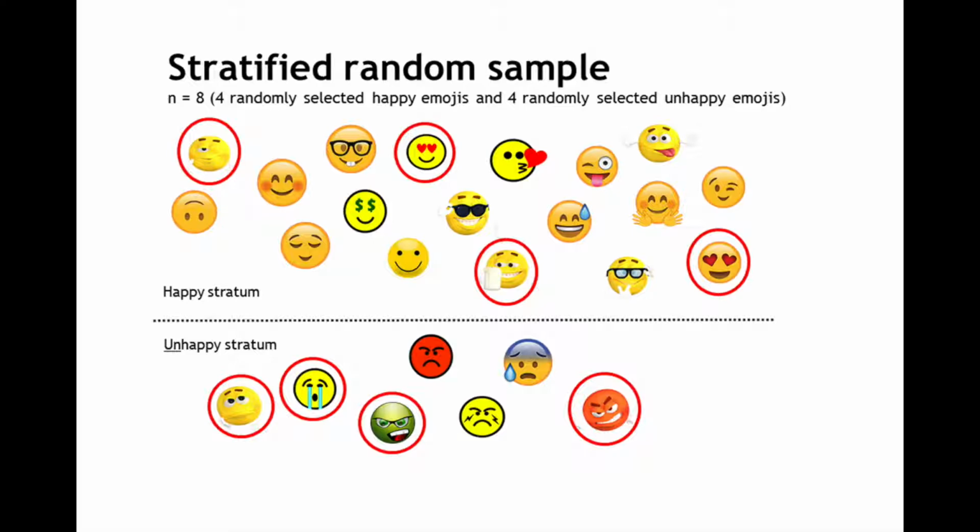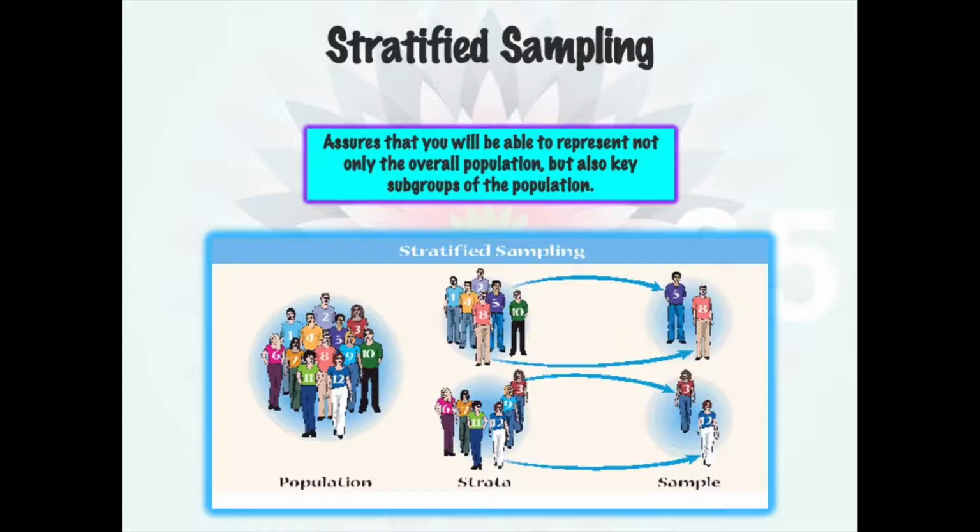So in other words, if you had 100 people in this population, 80 of them are females, 20 of them are males. You want 10 people in your sample, so you divide up all the males and all the females, and to get your sample of 10, you pull 8 females at random, and you pull 2 males at random. And then you would have a sample that is 80% female and 20% male, just like your population.